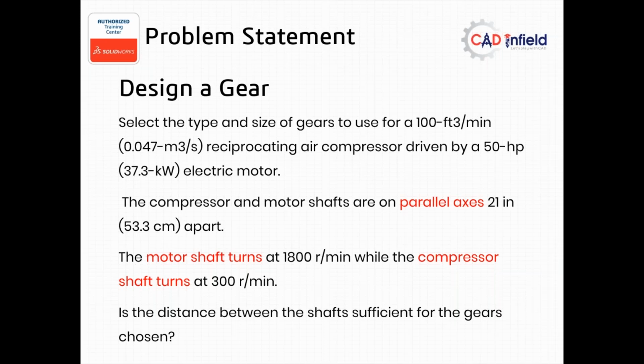We don't have any distance given. I only know this kind of problem has 100 ft cube per minute, or meter cube per second. The air compressor is driven by a 50 HP electric motor. The compressor and motor shafts are both parallel to each other, and they have a 53.3 centimeter distance between them.